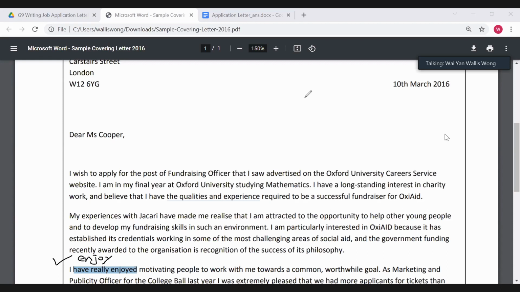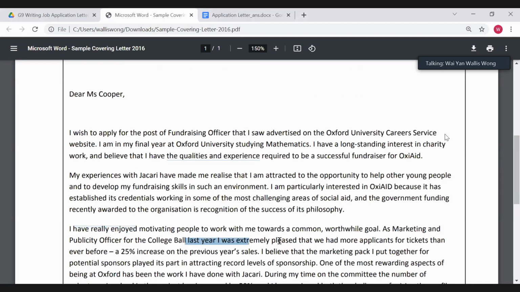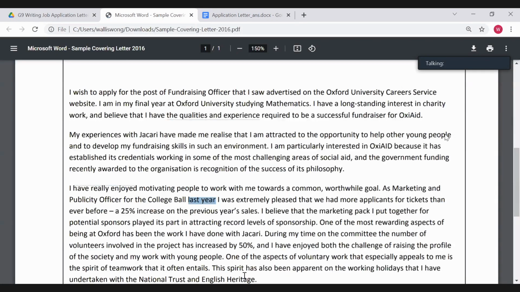3, 2, 1. Okay. Here is the issue. So you need to fill in I was extremely pleased. Okay, I was extremely pleased because of the time expression last year. Okay, however, this one is in passive voice. Okay, last one. Has been.